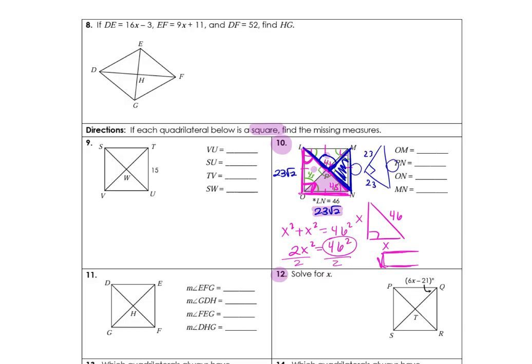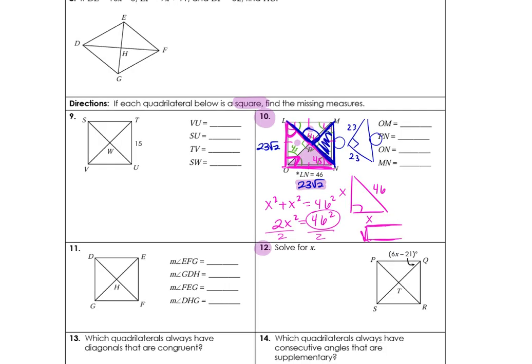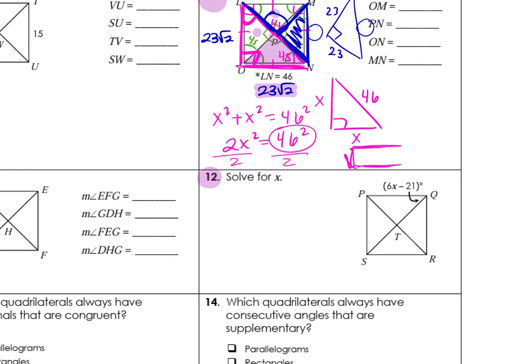Okay, moving right along. This guy, it says solve for x. This is a square. In a square, it's a right angle, but angles get bisected. So every one of these little angles in a square, we just said up here, is 45, which means you can take this 6x minus 21 and set it equal to 45 and solve for x. Okay. All right, so that's rhombi.